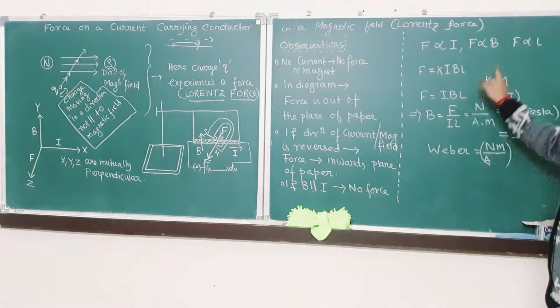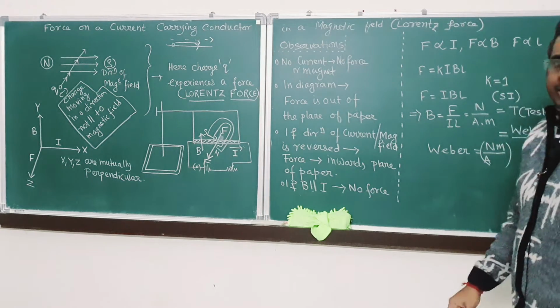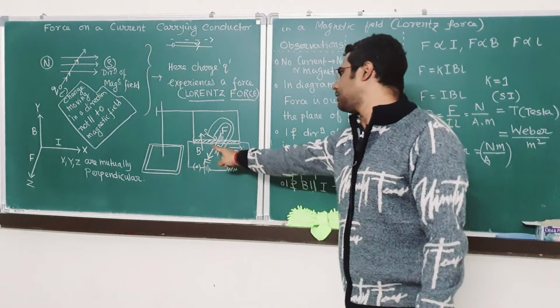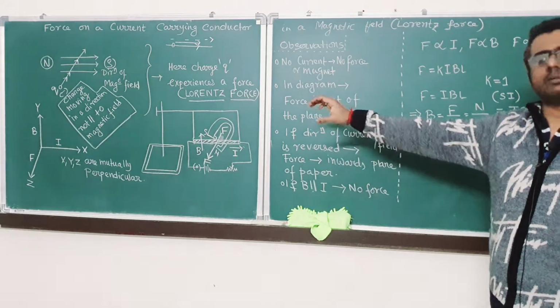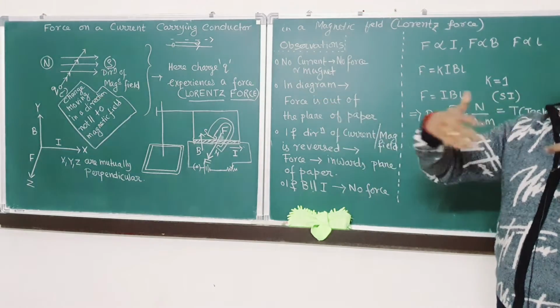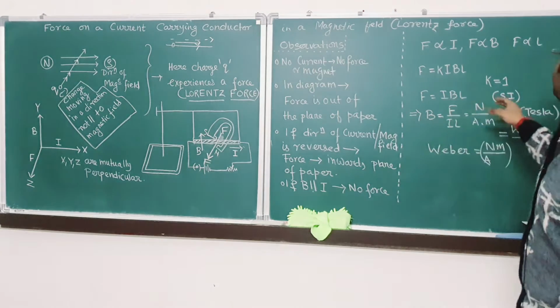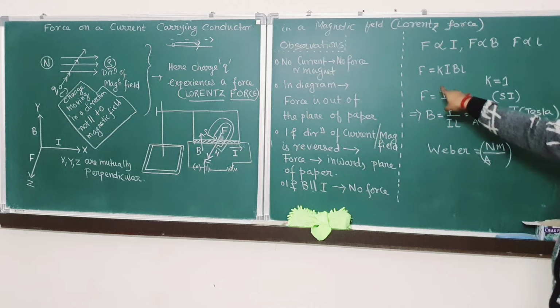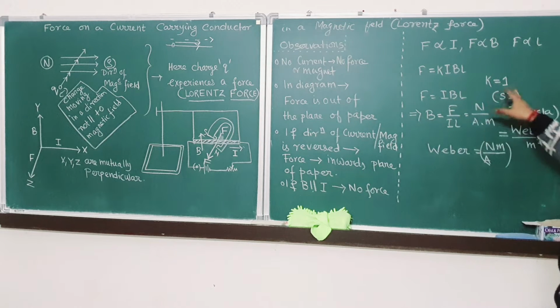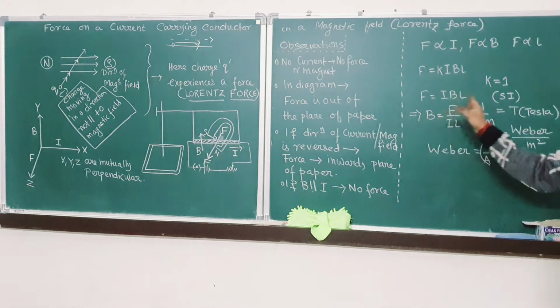Next is the length of the conductor. Force will be directly proportional to the length of the conductor. It is found out. As you make the length of the conductor more and more, the force will be more. So if I conglomerate all these things, F is equal to K IBL. Now in SI unit, K is equal to 1. So I can write F is equal to IBL.